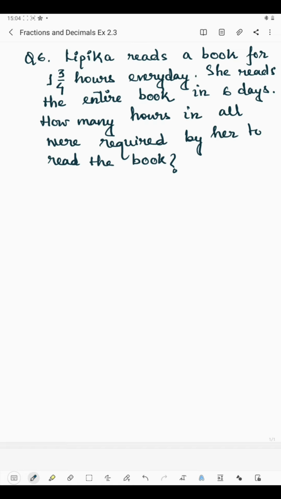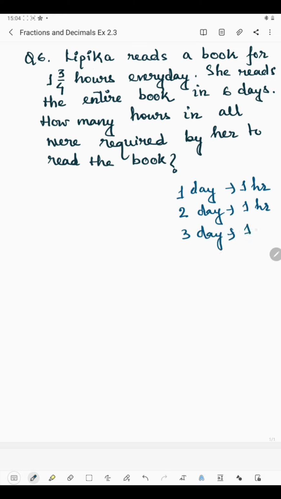Now question number 6 says, Lipika reads a book for 1 3 by 4 hours every day. She reads the entire book in 6 days. Suppose you read 1 hour in 1 day, then in the second day you read 1 hour, in the third day also you read 1 hour. Like this, if you suppose in 20 days, how many hours will you spend for reading the book?